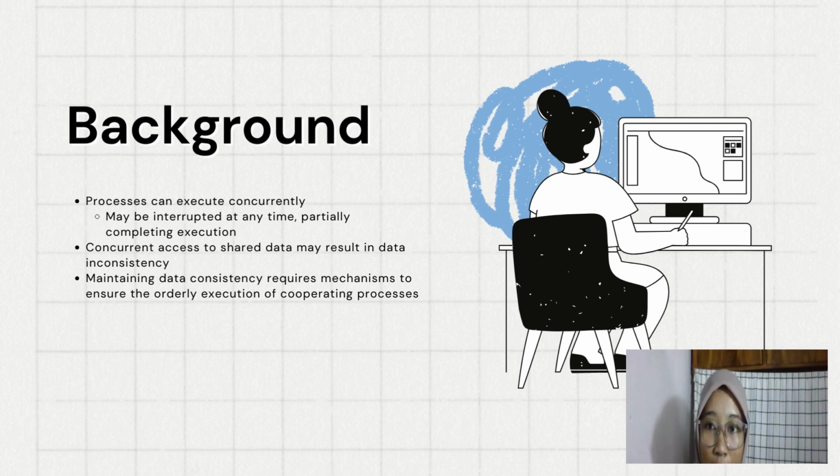As an illustration of the problem, suppose that we want to provide a solution to the consumer-producer problem that fills all the buffers. We can do this by having an integer counter that keeps track of the number of full buffers. Initially, counter is set to 0. It is incremented by the producer after it produces a new buffer and is decremented by the consumer after it consumes a buffer.